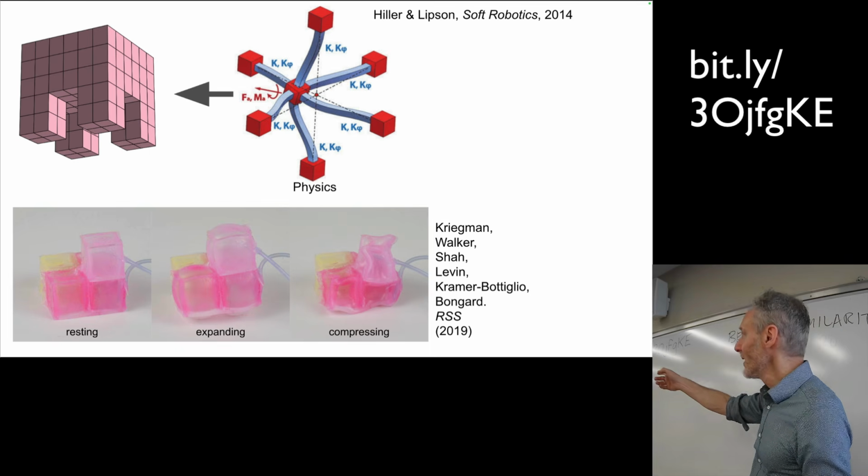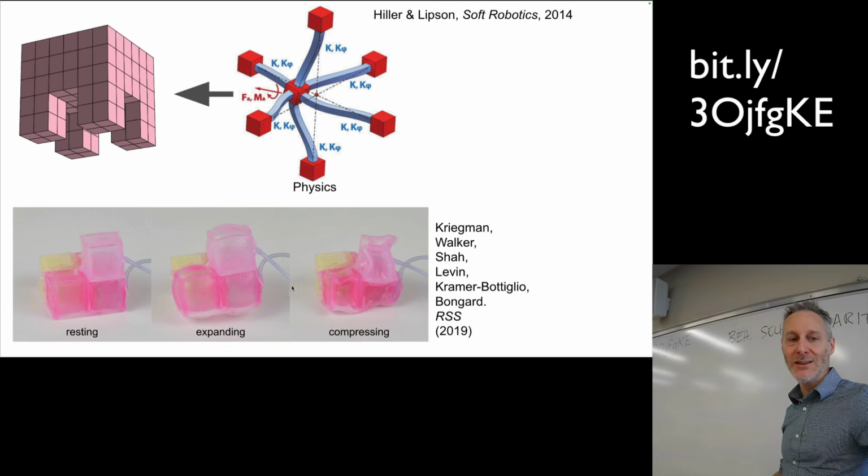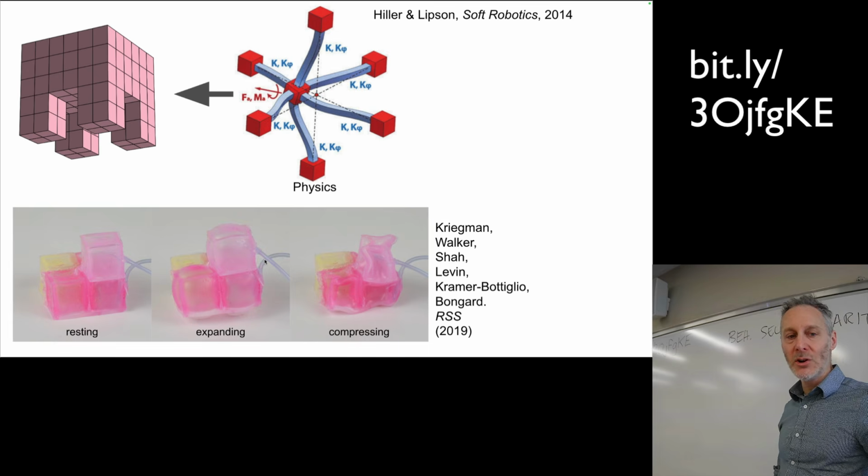How do we take simulated beams with 6 stiffness values and translate that into, in this case, hollow voxels with pressurized air being pulled in and out of them? There are other possible hardware instantiations or hardware realizations of the underlying soft-bodied physics. This is just one of them.